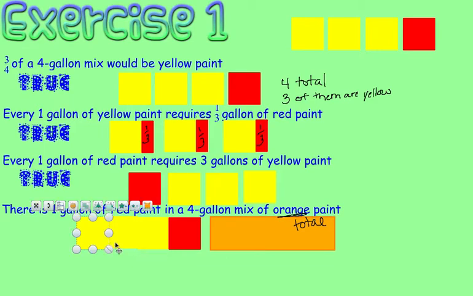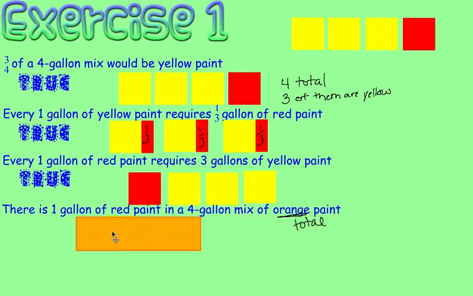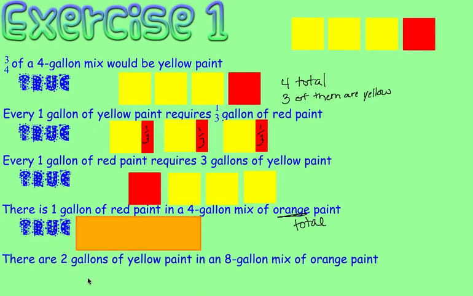Okay, so each of these gallons together equals 4. Once I mix them together, I get orange. So it is true that there is 1 gallon of red paint. Here's my 1 gallon of red paint in my 4-gallon mixture of orange paint. There are 2 gallons of yellow paint in an 8-gallon mix of orange paint.